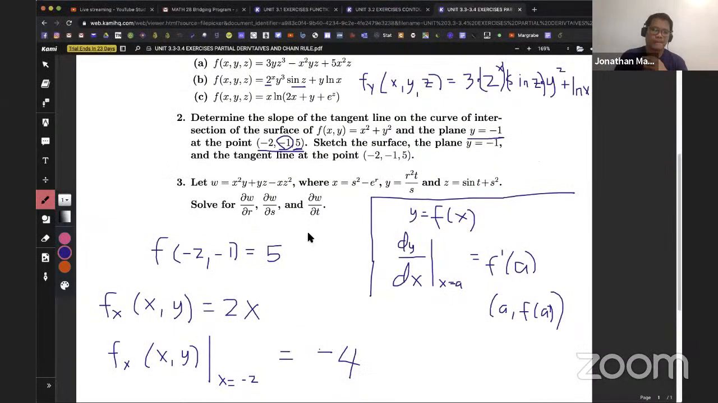Okay? So let's move to the next one. Sa number 3 naman, this is, ano to? Chain rule. So, for number 3, so this is chain rule.